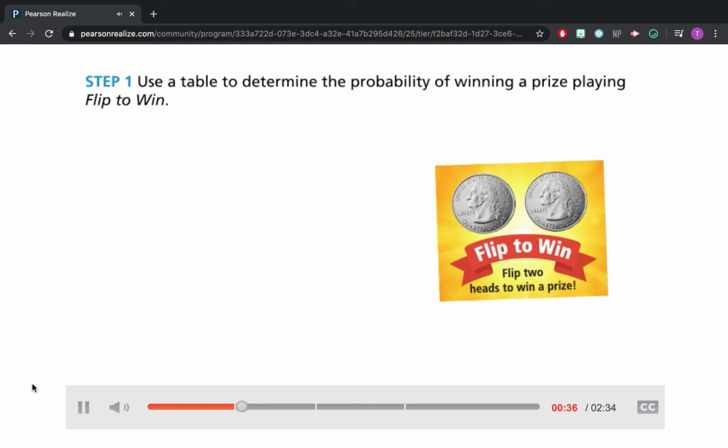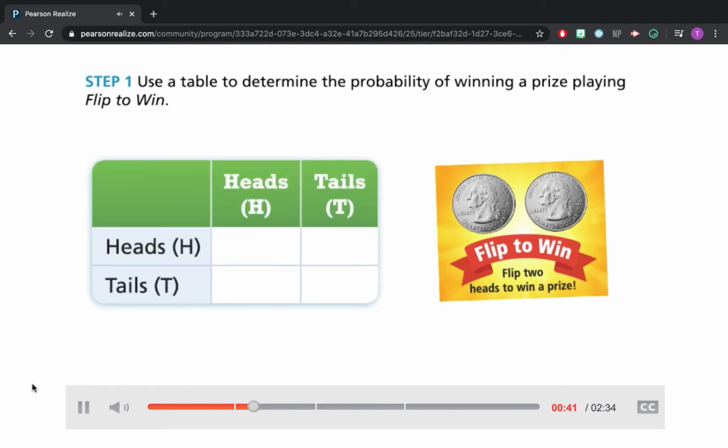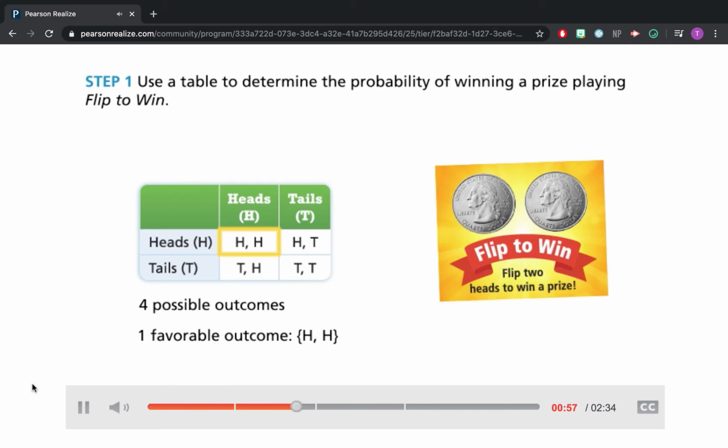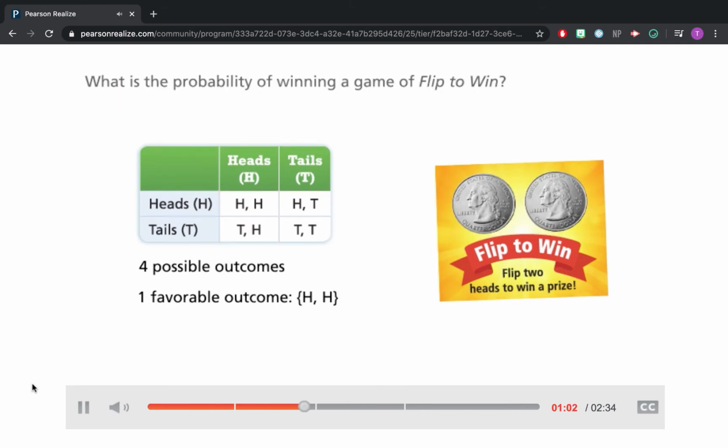For our first step, let's focus on the game Flip to Win. We can use a table to determine the probability of winning a prize playing Flip to Win. The first flip will be either heads or tails. The second flip will also be either heads or tails. So there are 4 possible outcomes. And there's 1 favorable outcome, 2 heads.